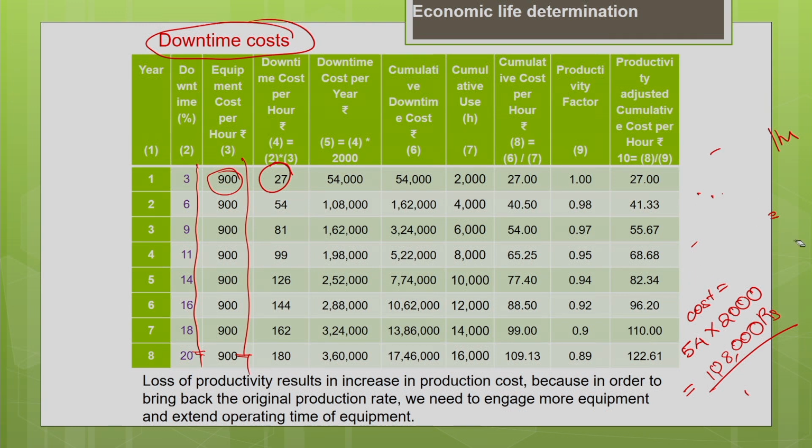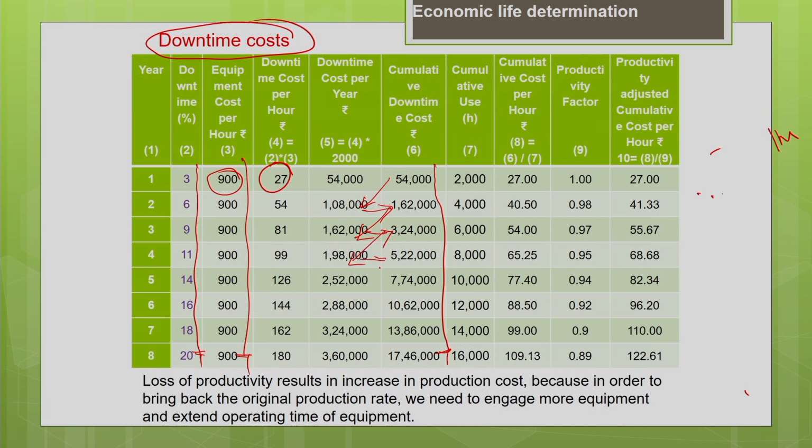Similarly, you calculate the downtime cost for all the years for the entire life of the machine. Now you find the cumulative downtime cost. Everything is done on cumulative basis. So find the cumulative downtime cost by adding it. So 54,000 plus 1,08,000 gives you 1,62,000. 1,62,000 plus 1,62,000 gives you 3,24,000 for the third year. So like that you keep on adding it, you will get the cumulative cost. So now you know the cumulative usage, every year it is going to be 2000 hours, you add it.